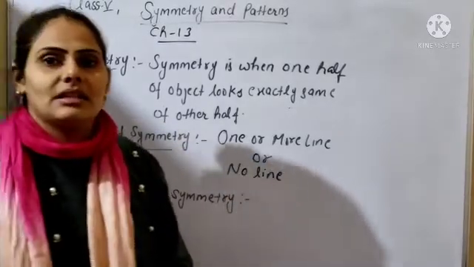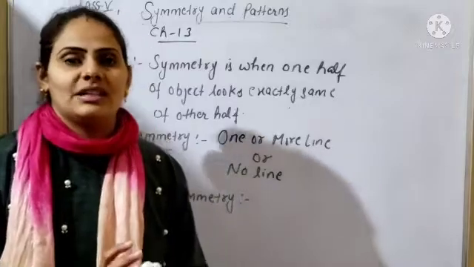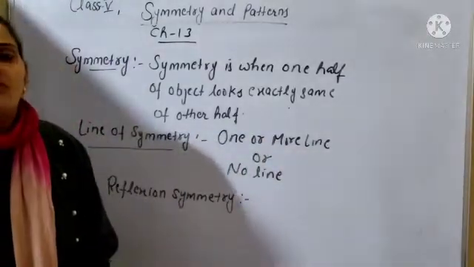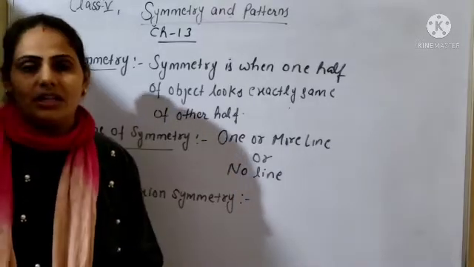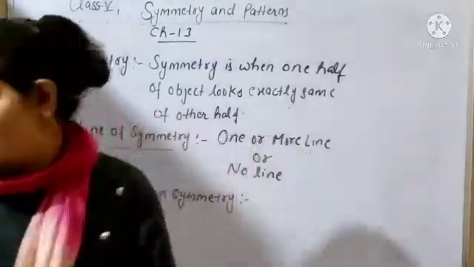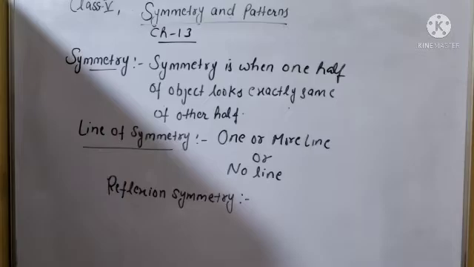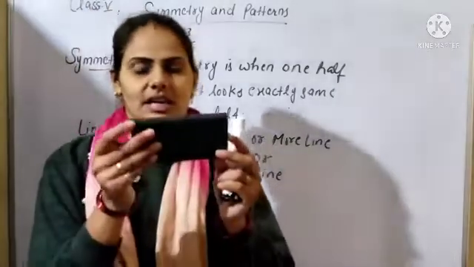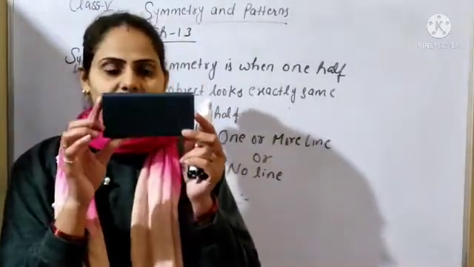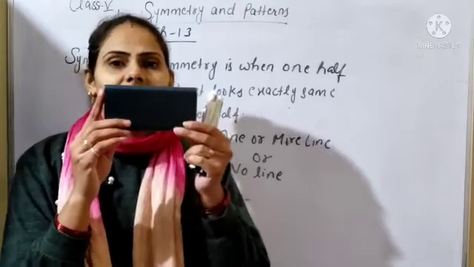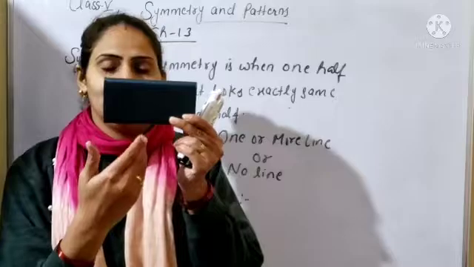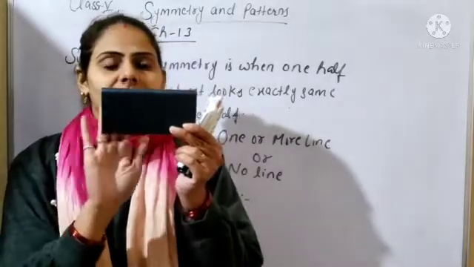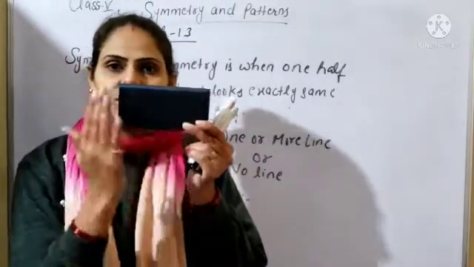So what is symmetry? Symmetry is when one half of an image looks the same as the other half. For example, you can see this shape here. If you divide it in half from the middle, the left hand side and the right hand side look exactly the same.